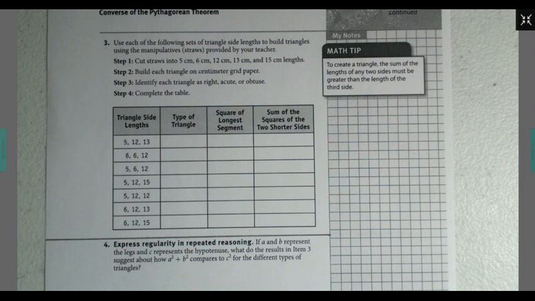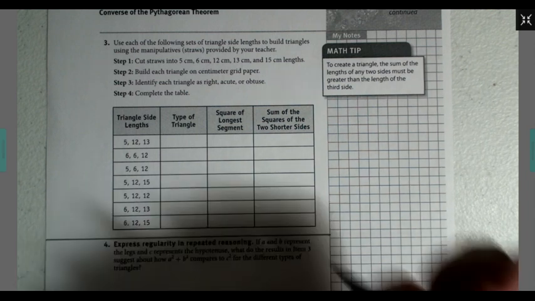Step 2. Build each triangle on a centimeter grid paper. Identify each triangle as a right, acute, or obtuse. And step 4, complete the table. Math tip: to create a triangle, the sum of the lengths of any two sides must be greater than the length of the third side.